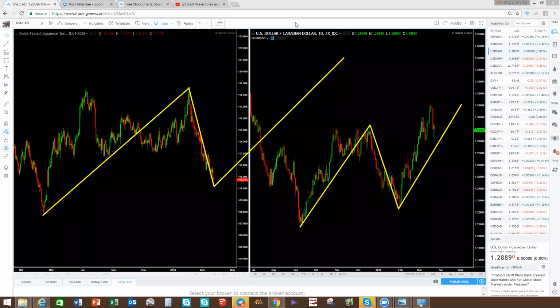When it does, you'll be expecting a move similar to that one. The same way, this one you had these equal legs, and right at the equal legs, you see that you got that reversal. So you'd be expecting the same thing here. Okay? Clear?